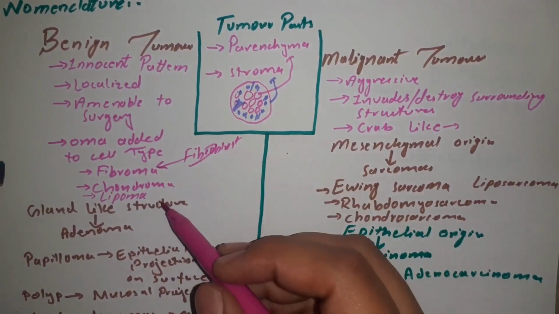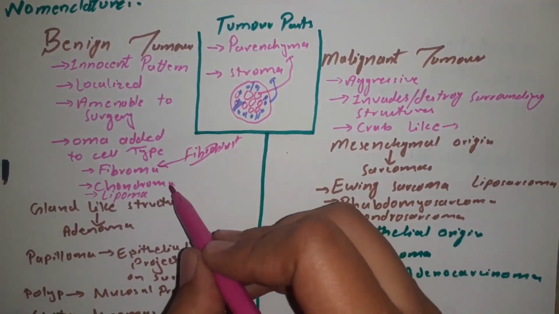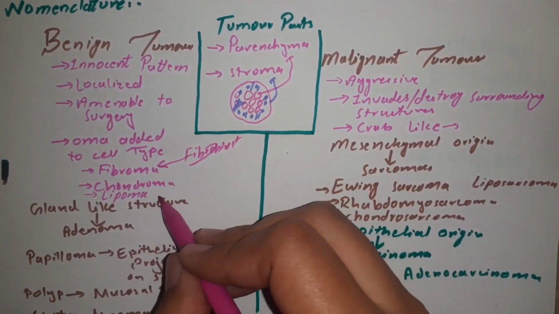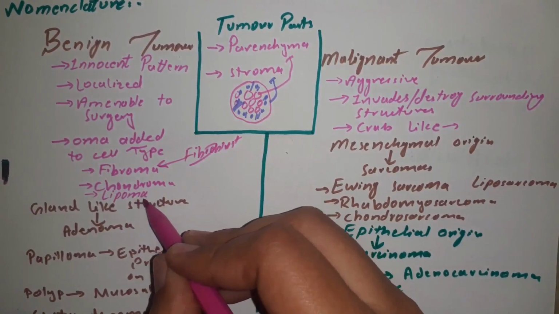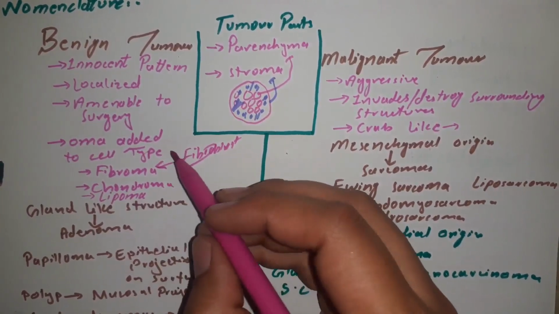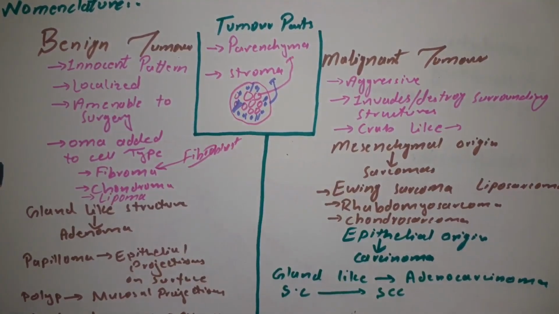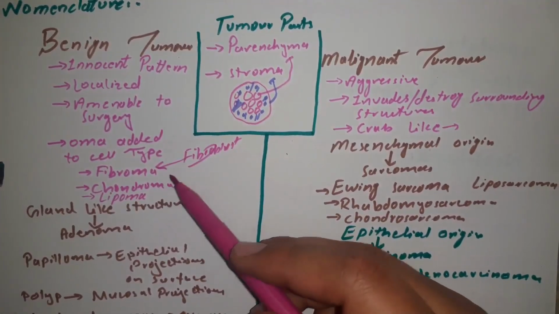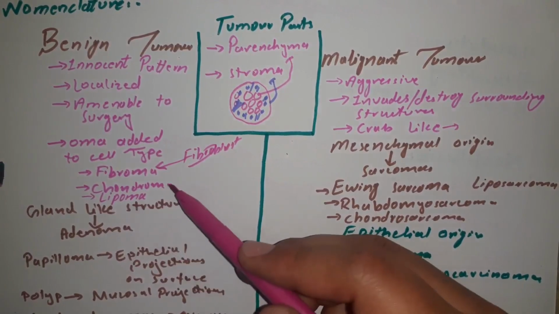And if it is arising from cartilage, then it becomes chondroblast. From chondroblast, it becomes chondroma. And if it is arising from lipid cells, then it becomes lipoma. So the word OMA is added to the name of the cells which make up the parenchyma. In case of fibroblast, fibroma; chondroblast, chondroma; lipoblast, lipoma.